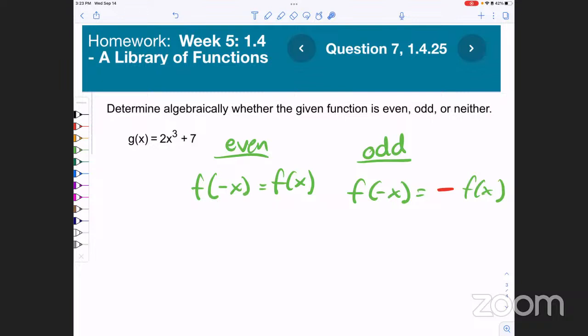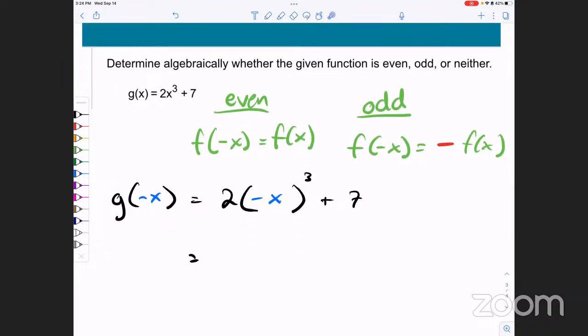The first thing I like to do is replace each x with a blank set of parentheses. So then we have g of x equals 2x cubed plus 7. Into the blank parentheses, we're going to put negative x.